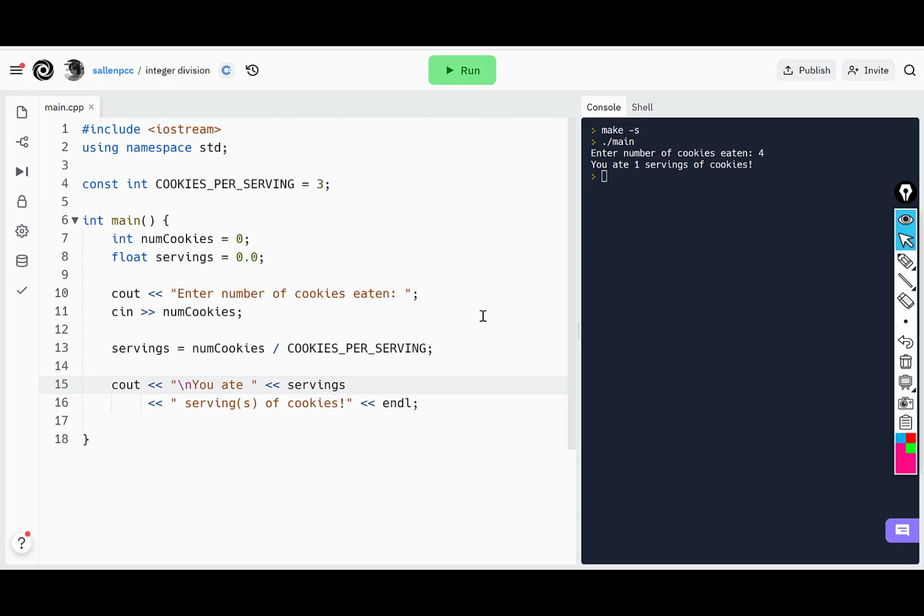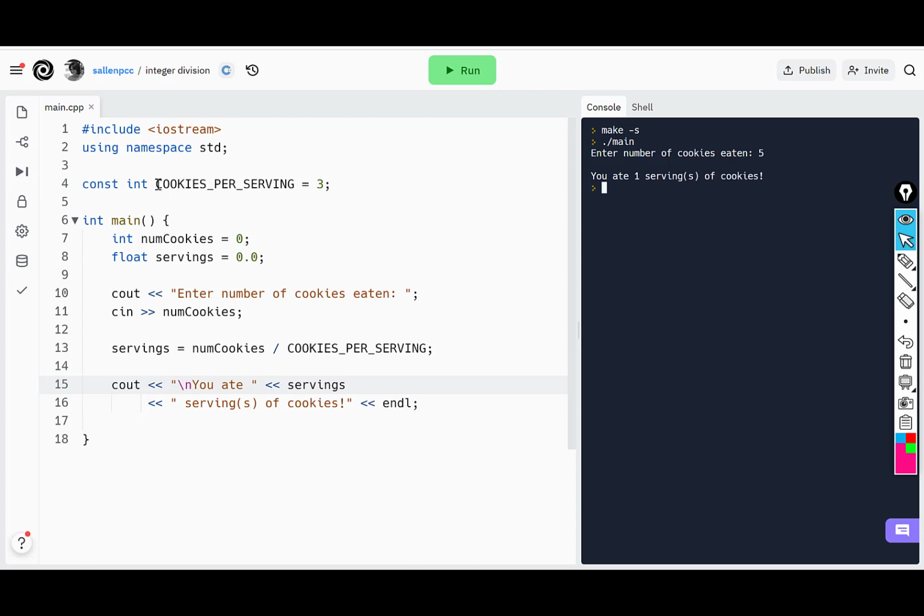And the reason why we need to think about things like that is here's a program that asks the user for the number of cookies they've eaten, and then it will divide the number of cookies by 3 to determine the number of servings they have eaten. So if I run this program, and I say they've eaten 5 cookies, it says that they ate 1 serving of cookies. Well, they had more than 1 serving, right? Only 3 cookies per serving.